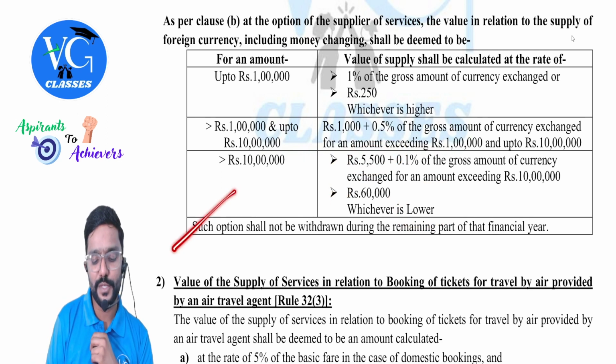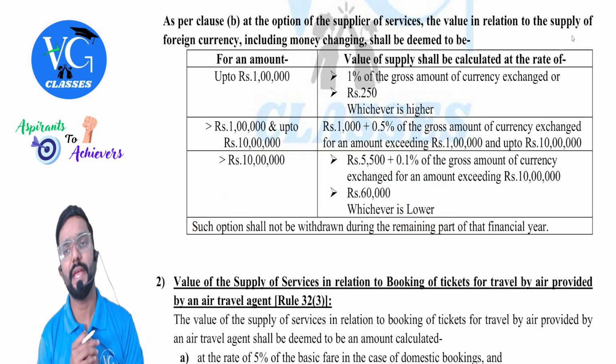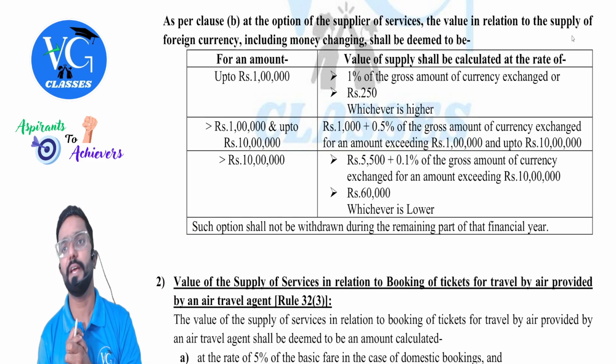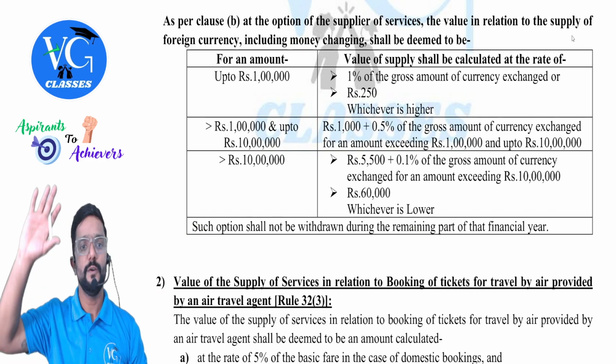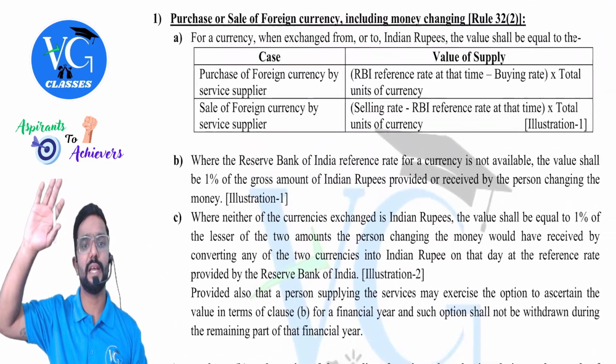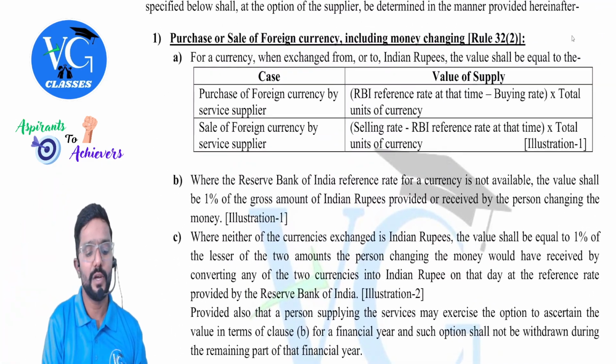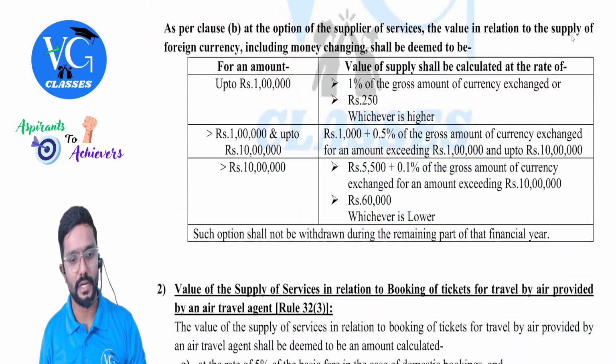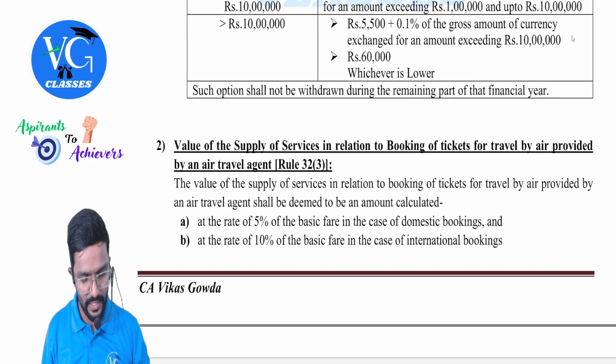And once this option is exercised during any part of the year, it should be continued throughout the year. In between the year, you cannot go out. So for a person who is exchanging the currency, guys, he has the option of either clause A or clause B. Okay, sir. I have an illustration for this. I will discuss it.